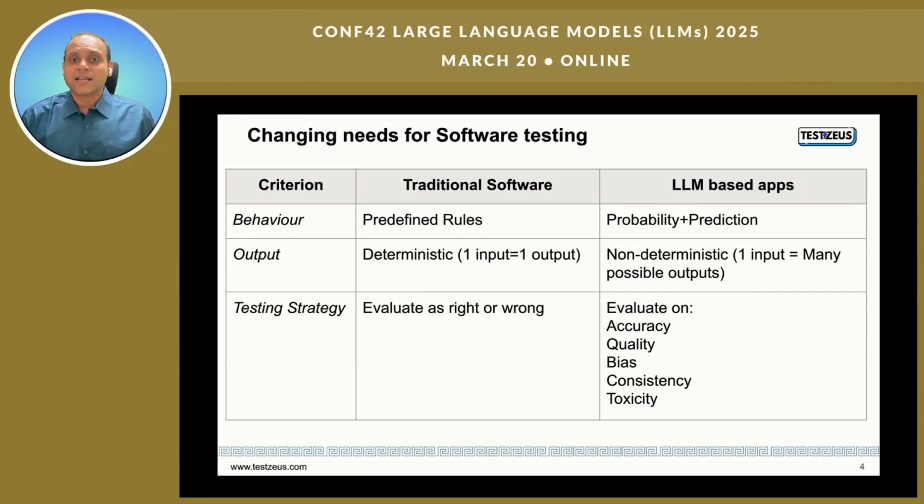The second criterion is output. For example, if you log in to an application like Salesforce, it will deterministically log you in, and there will always be that one output for that one input. But in the case of LLM based apps, these could provide non deterministic outputs. You can get different outcomes for the same question. Last but not the least, the testing strategy for traditional software was generally about the evaluations of it being right or wrong. On the other hand, for LLM based apps, they need to be evaluated on accuracy, quality, bias, consistency, and last but not the least, toxicity.